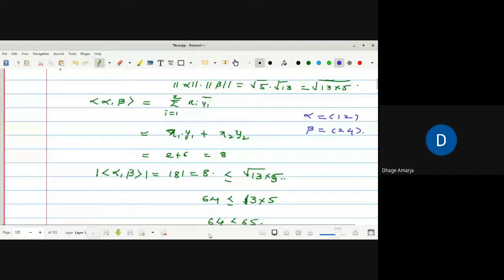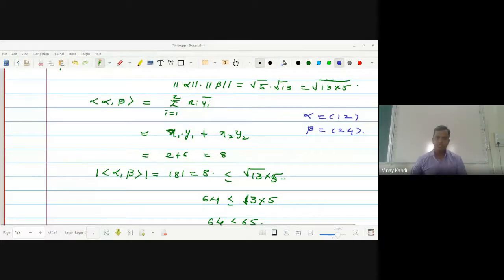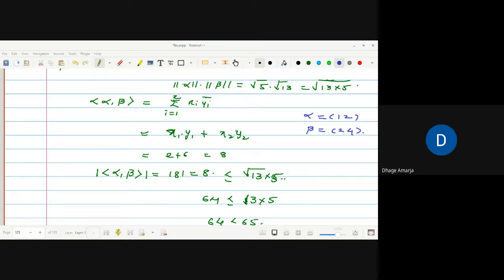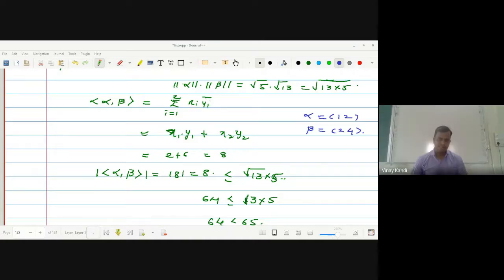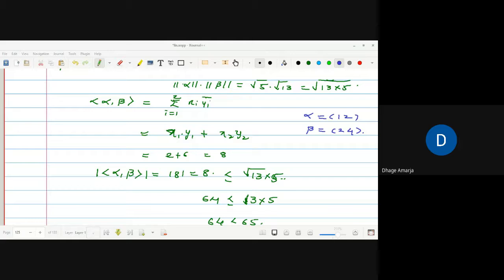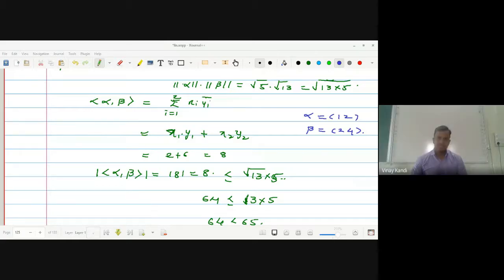Tell me whether these two vectors alpha and beta are dependent. Yes, sir. How? What is the relation between alpha and beta? Scalar multiple. What is that scalar?